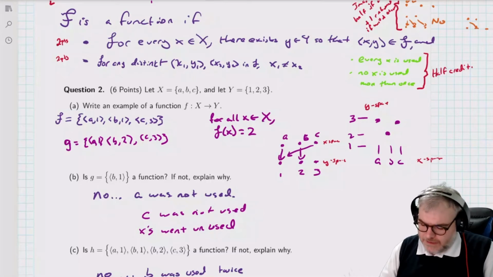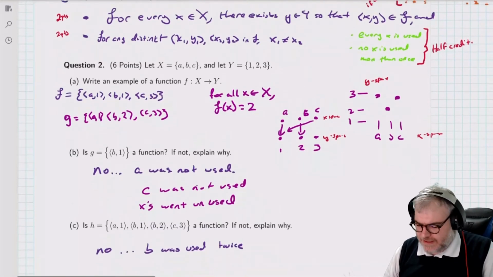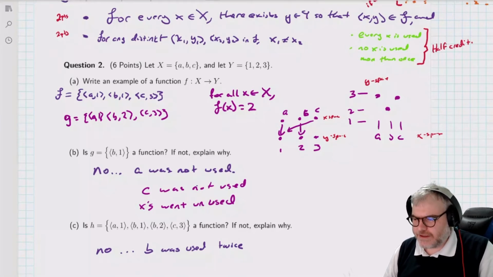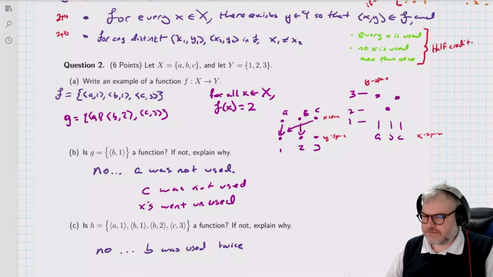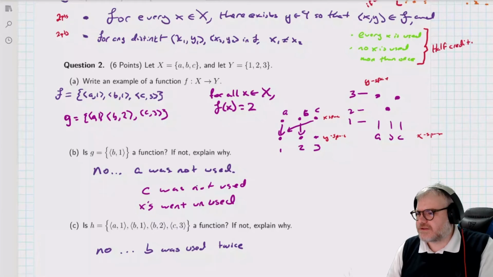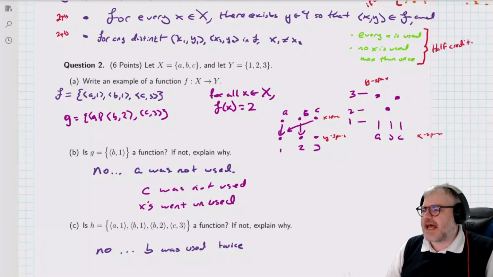All right. Is h a function? If not, explain why not. No, b was used twice. One of the x's was used twice. And x was used twice. Okay, all of those valid answers. 1 to 5, how do we feel about that?